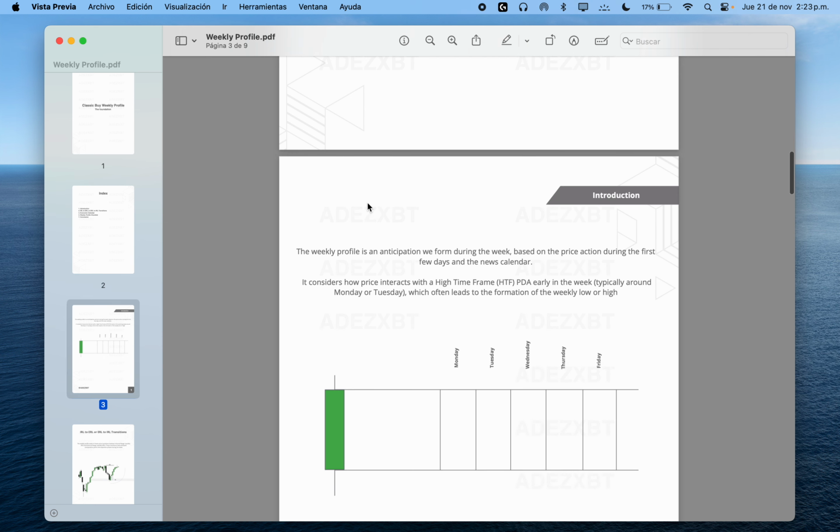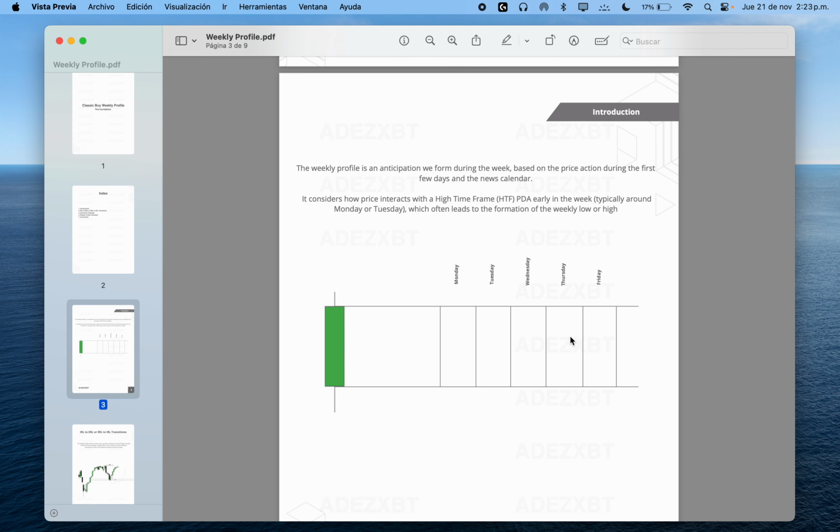Introduction. Weekly profile is the anticipation that we form during the week based on the price action during the first few days and based on news on the calendar. Pretty much we can define weekly profiling as the study of how the weekly wick is being built, how the weekly bar is being built during the first days of the week.